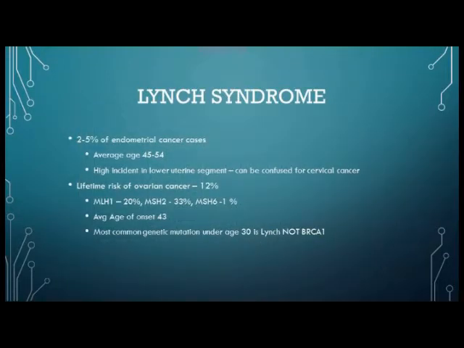So Lynch syndrome is 2 to 5% of endometrial cancer cases. The average age of diagnosis is 45 to 54. They tend to have a higher incidence of being located in the lower uterine segment, so this can cause confusion, especially if you're looking at a slightly younger population. You might get misled down the path of a cervical cancer versus endometrial, so that can be difficult to sort out.